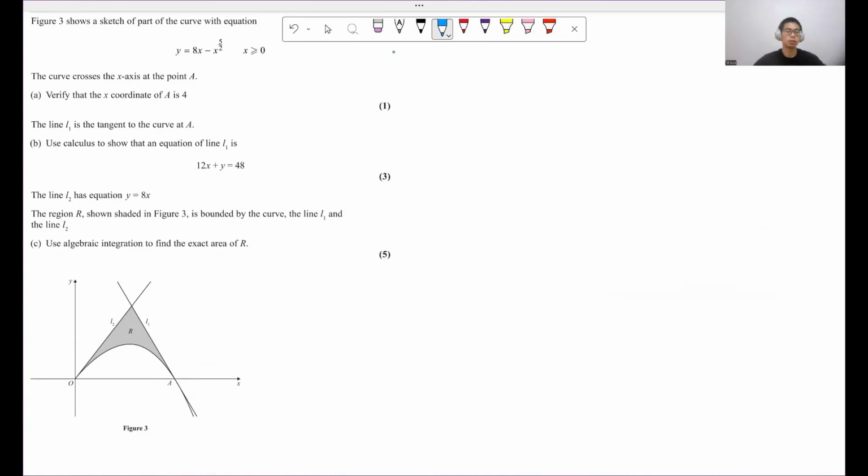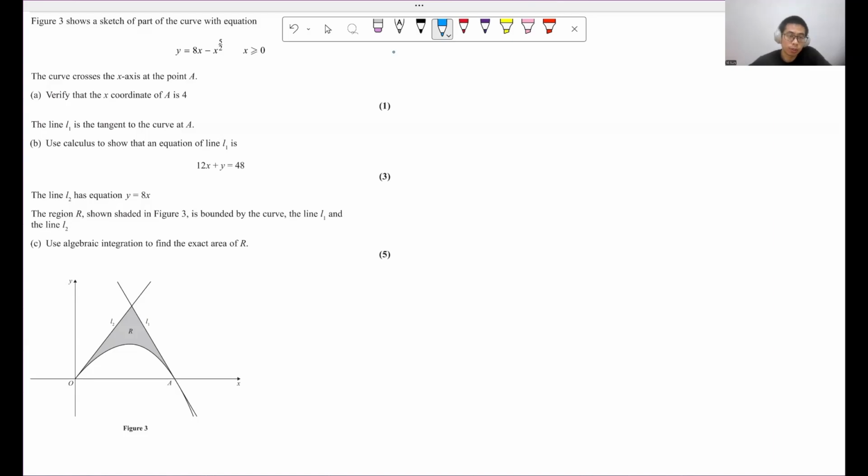Question 10. Figure 3 shows a sketch of part of the curve with equation y equals 8x minus x to the power 5 over 2, and x is more than or equal to 0. The curve crosses the x-axis at the point A, and in part A, verify that the x-coordinate of A is 4. It's only one mark, and this tells us to verify that the x-coordinate of A is 4.